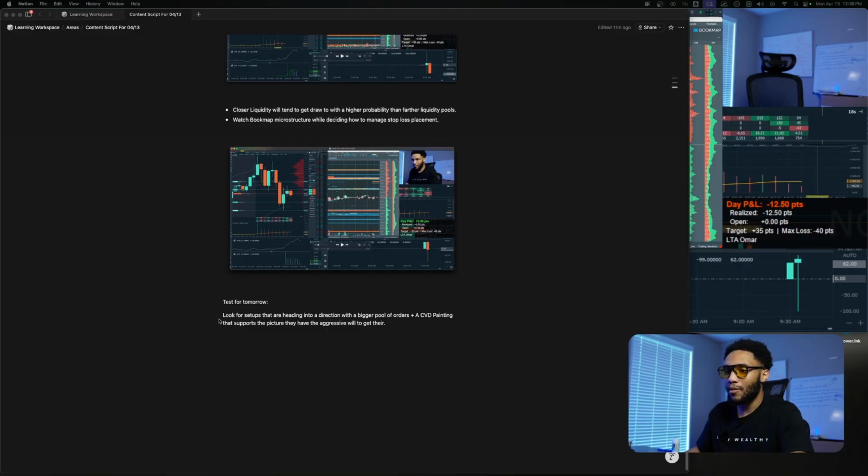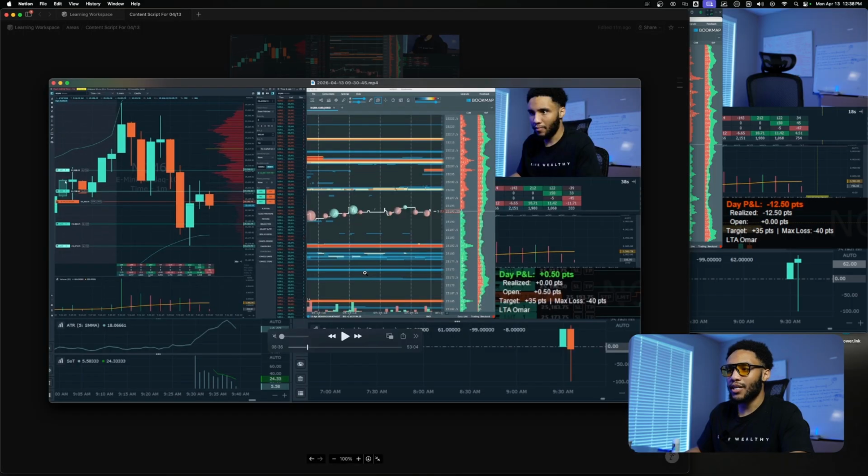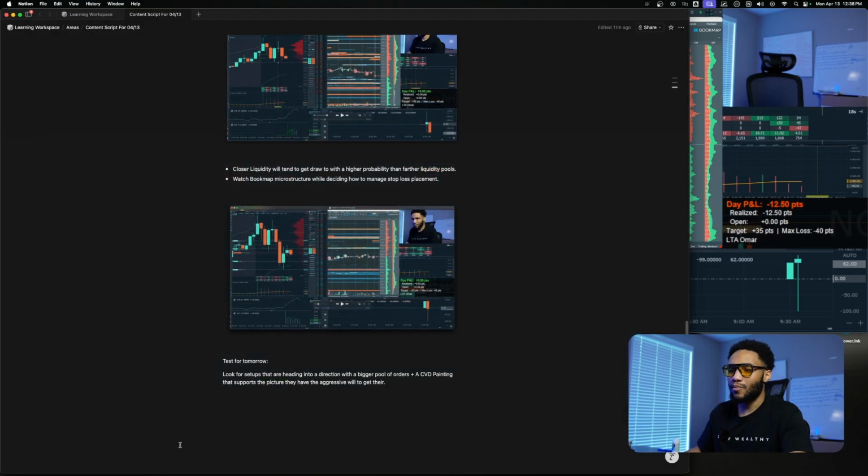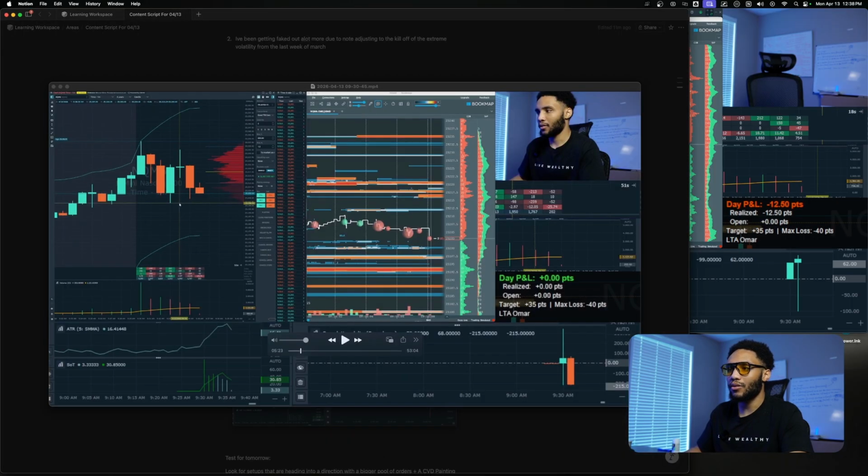What I'll do is I'll be looking for setups that are heading in the direction of bigger pools of orders. So instead of taking trades that look like this, I'm going to be trying to take trades that look more like this.